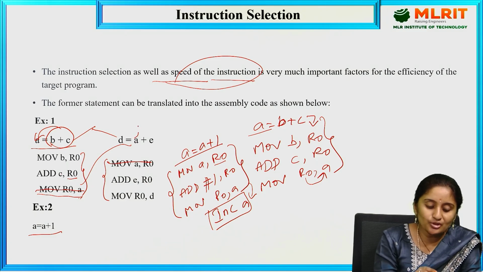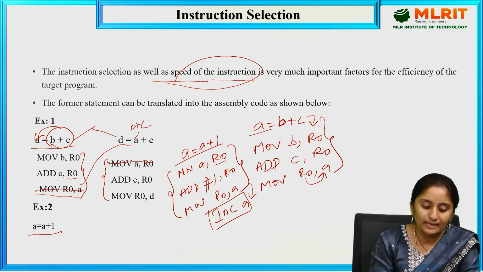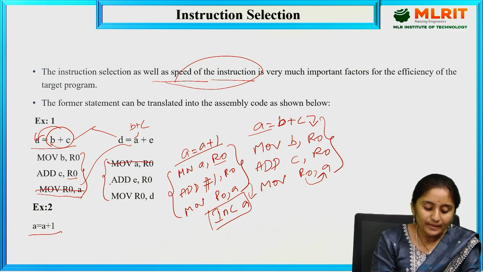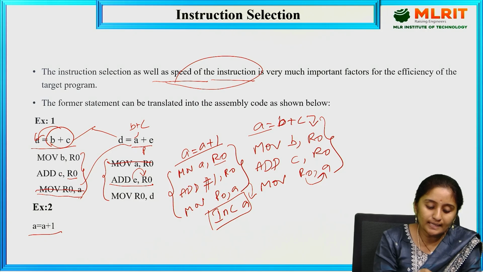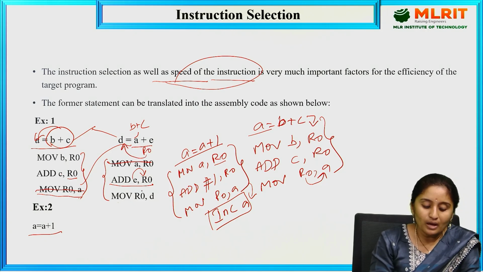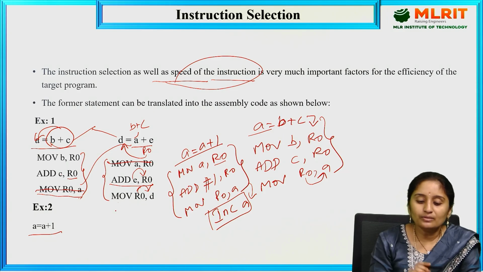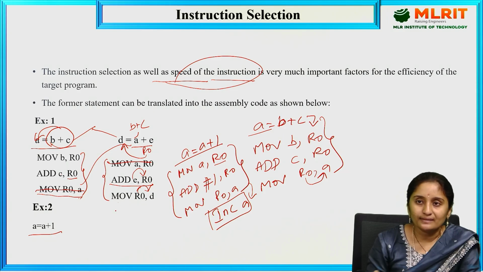Here A is used, and A is nothing but B plus C, so it becomes B plus C plus E. Add E comma R0, and the E value is added into R0. Now the total is in R0, and this is moved to D. Nothing but the R0 register holds the computed result, and that is moved to the D variable. So in this way we are going to select the instructions.